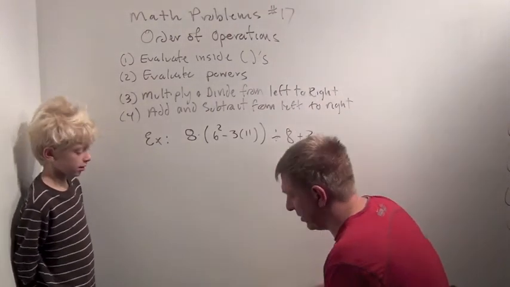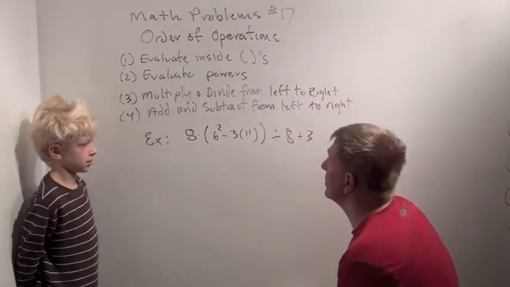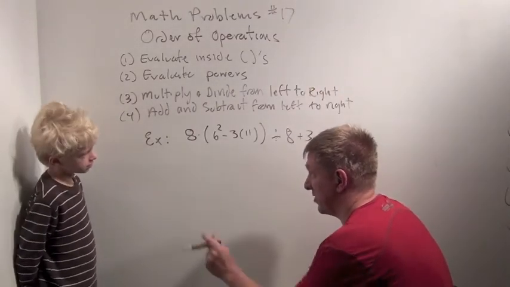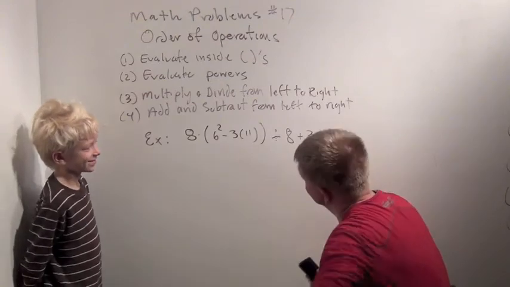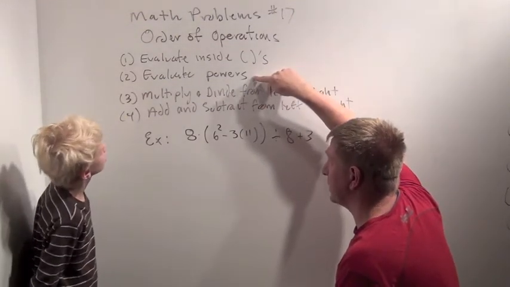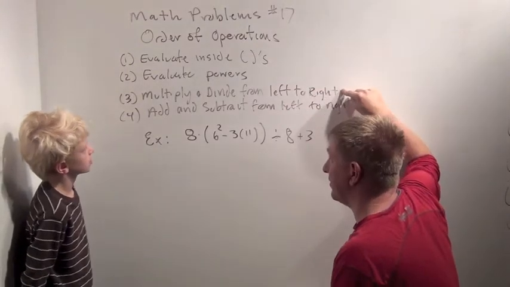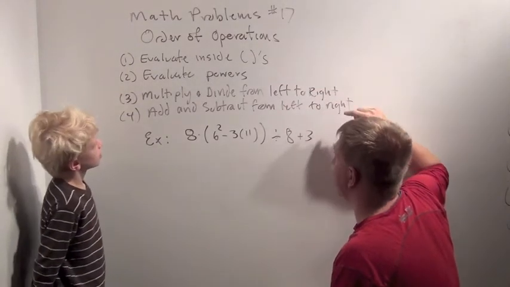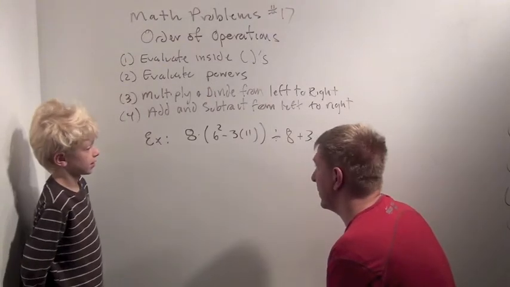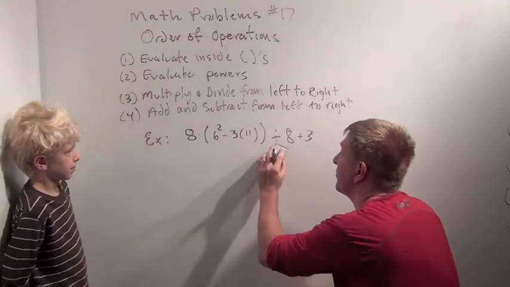So here are the 4 rules. First, evaluate inside of parentheses. Second, evaluate powers. Third, multiply and divide from left to right. And then fourth, add and subtract from left to right. That's the order you have to do things, and you just have to remember this.